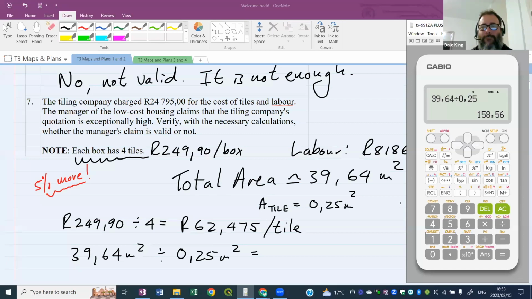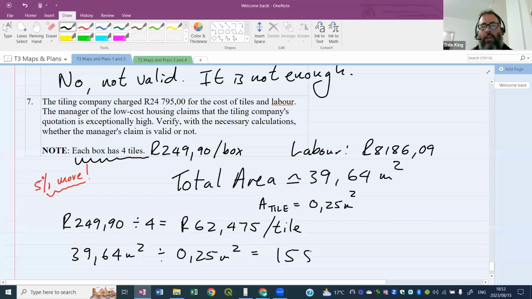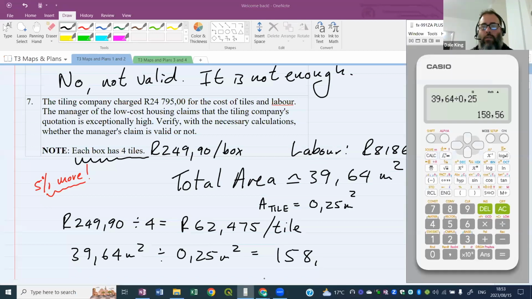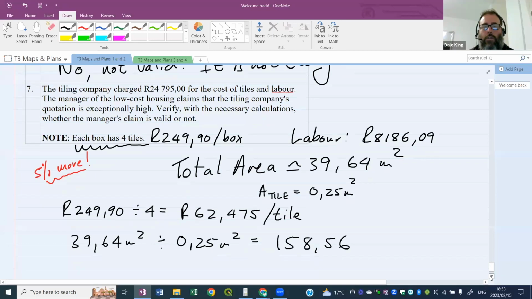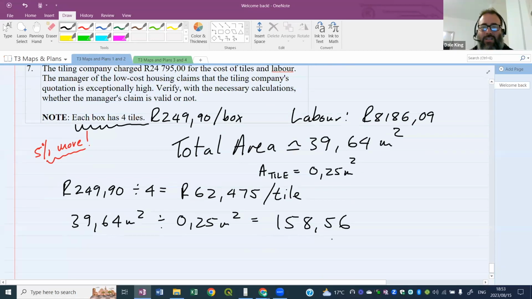Just a second, sir. Just made a mistake. Just type it out again. Yep, that's right, sir. All right, so 158.56 tiles. Thank you, Emmanuel. Now, these are tiles, right? You cannot purchase 0.56 of a tile. But just remember that. We're not going to worry about that too much now because there's something I have to do first. What do I do now?